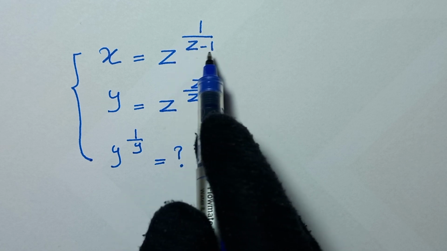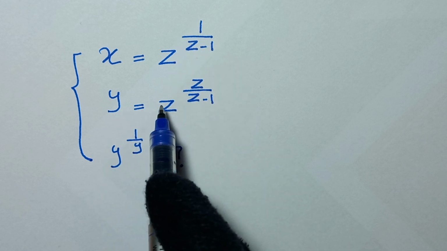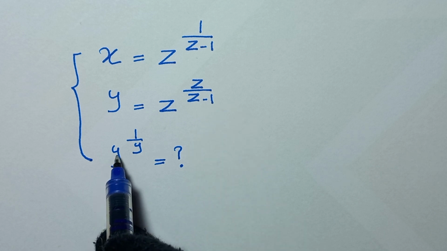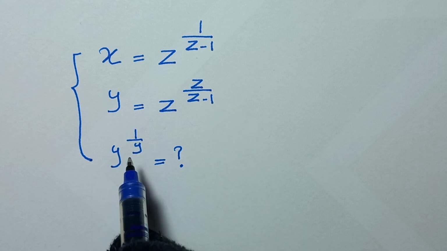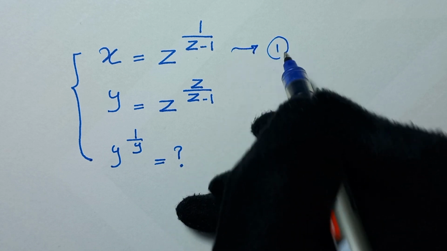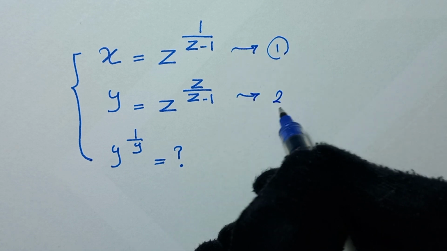Hello my friends, you're welcome to solve this math problem: x is equal to z to the power of 1 over z minus 1, y is equal to z to the power of z over z minus 1. Find the value of y to the power of 1 over y. In the first step, we start by letting this be equation 1 and this be equation 2.